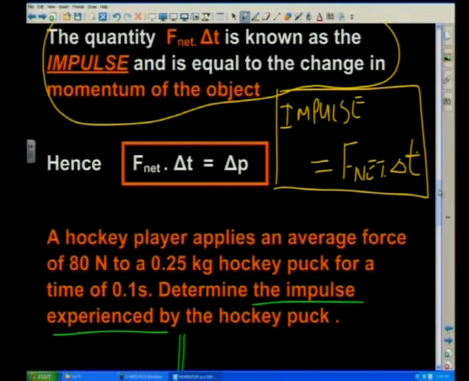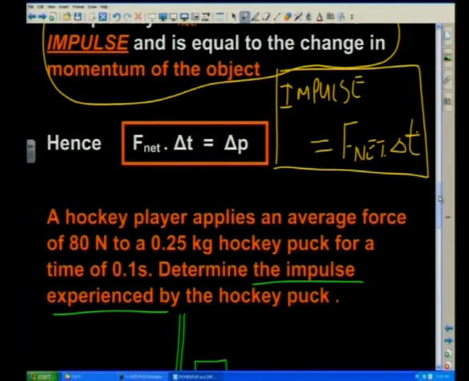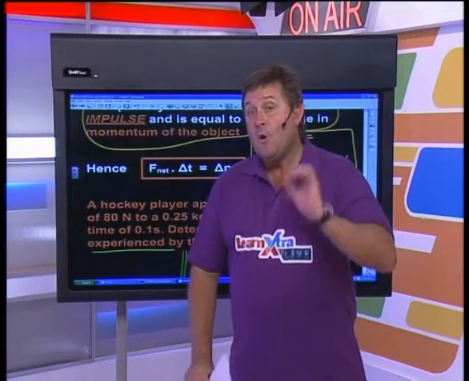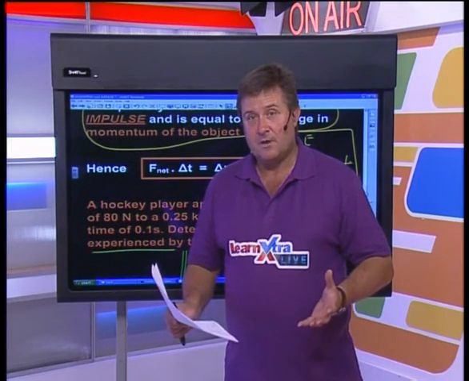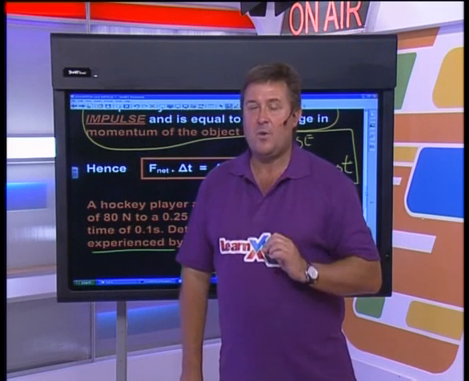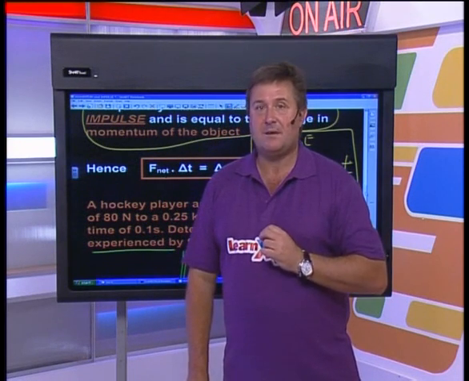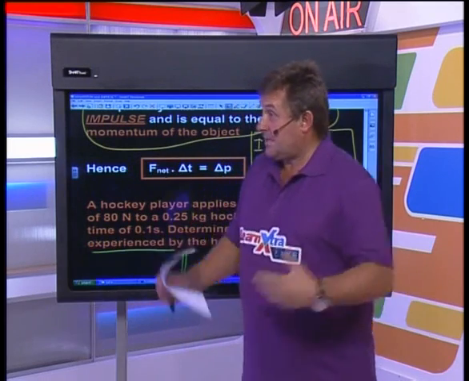F net multiplied by delta t is equal to delta p, my change in momentum. And there we now have our equation for the impulse. And I hope, guys, that this has been of some help to you. Very important, because I'm almost guaranteed that you guys are going to get a question in your end of year November examinations, and it's very important to get these right.